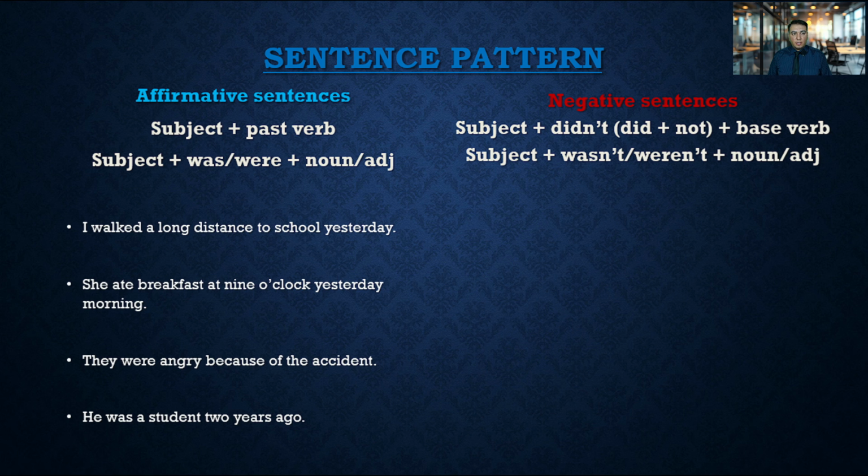Look at the first sentence. I walked a long distance to school yesterday. I didn't walk a long distance to school yesterday. After I have didn't, so my verb must be in its base form. Now you have 10 seconds to make a negative sentence out of the next example.